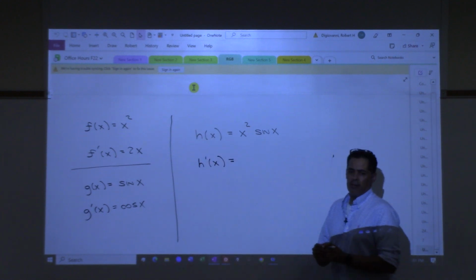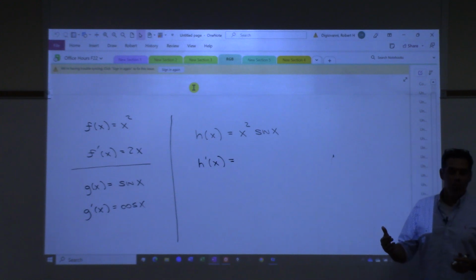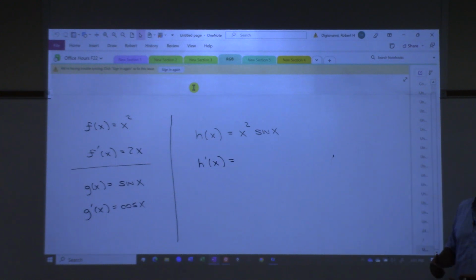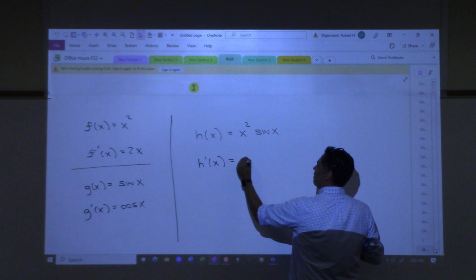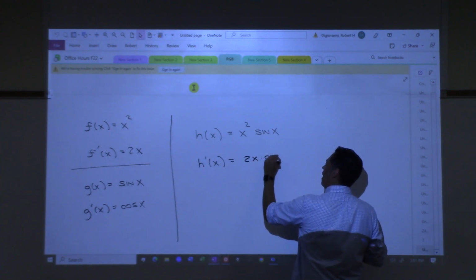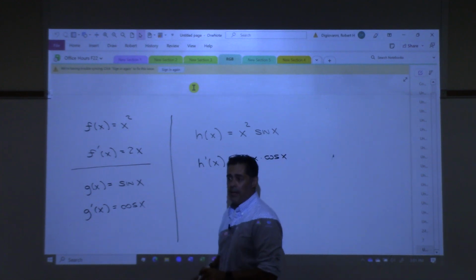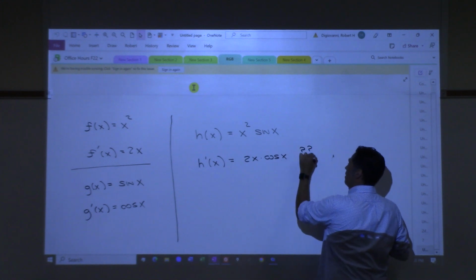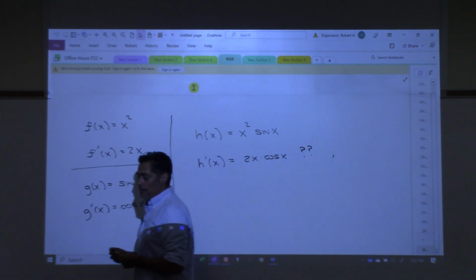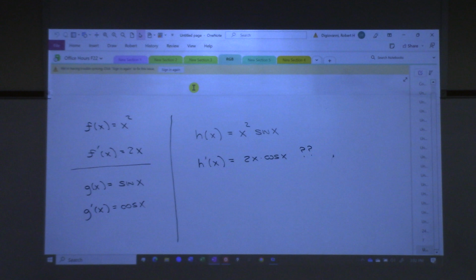Well, what do you hope it is? What do you hope it would be? 2x times cosine x, right? That's what you would hope it would be. And that's the question, is that the case? Well, it's going to turn out to not be correct. That's not correct, all right?